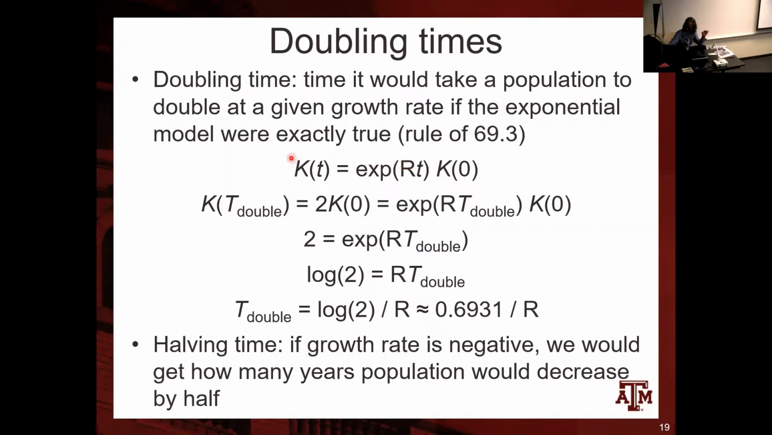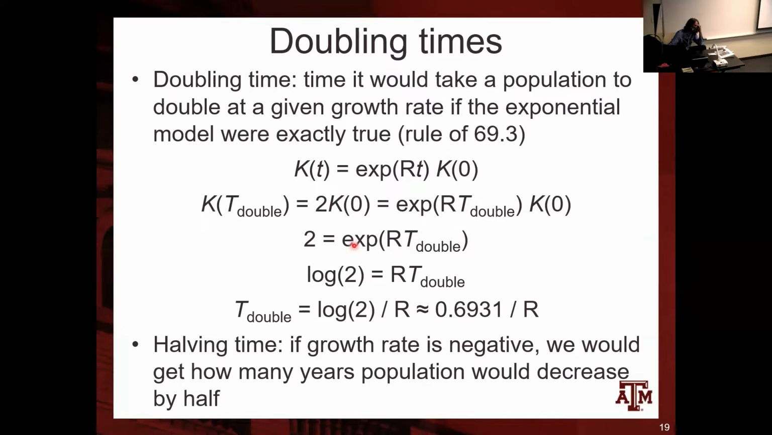So we want to know when this number here will be equal to 2 times this number. So the left-hand side of the equation becomes 2 times the population at time zero equals the exponential of the population growth rate times T. And the T that's going to be the result in this formula is how many years it's going to take us to double the population in size, given this base population and given this population growth rate that we have nowadays. Since K0 is multiplying both sides of the equation, we just cancel it and we have 2 equals the exponential of RT.